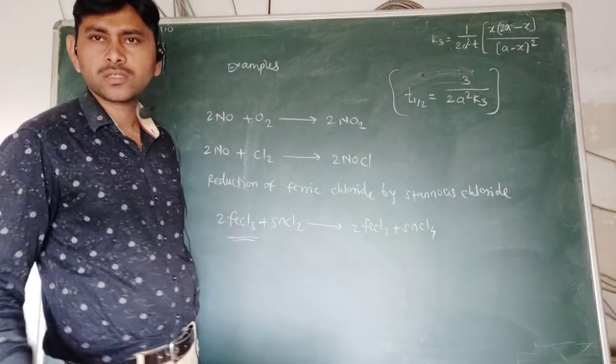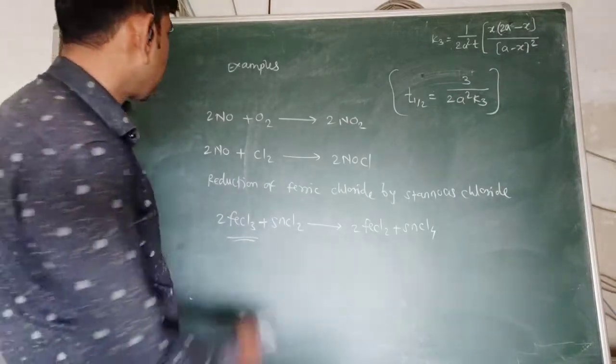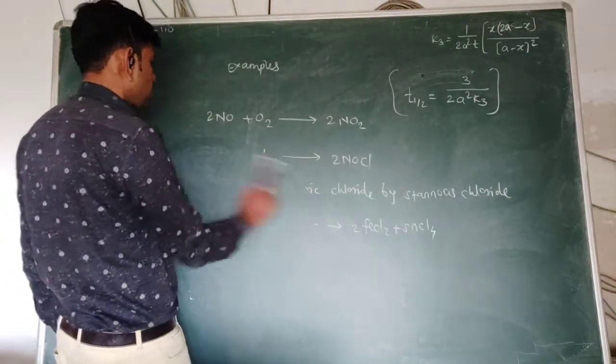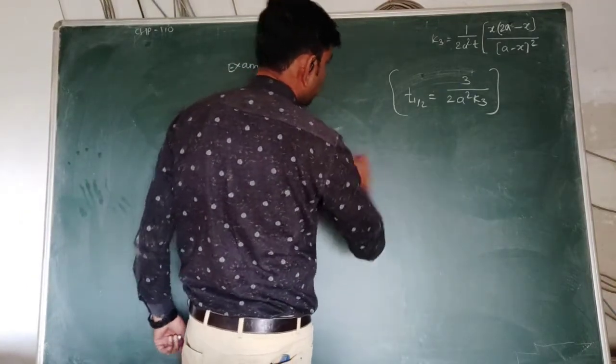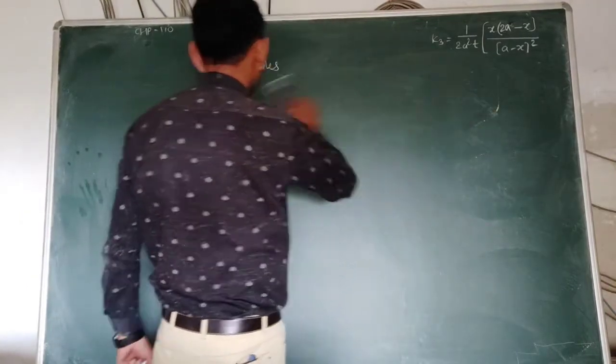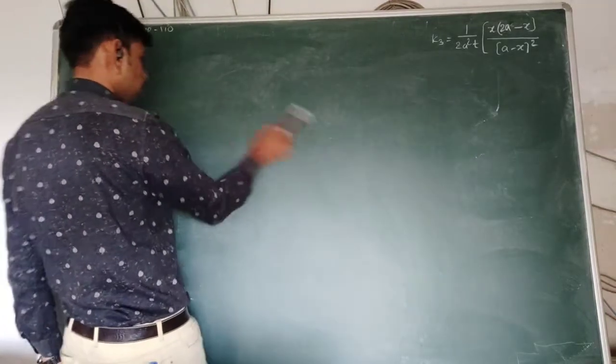So this is all about third order reaction: the characteristics of third order reaction, unit of third order reaction, the graphical representation of third order reaction, half life of third order reaction. So this is all about third order reaction.